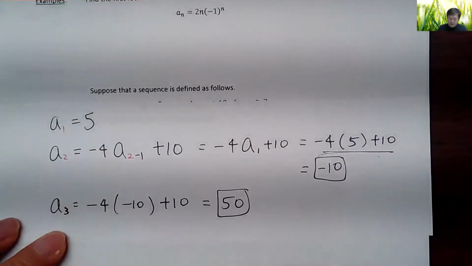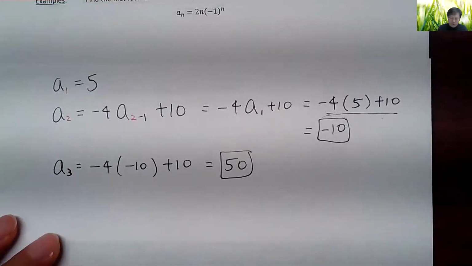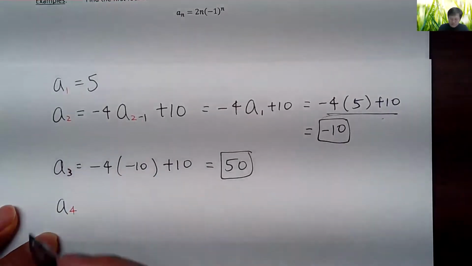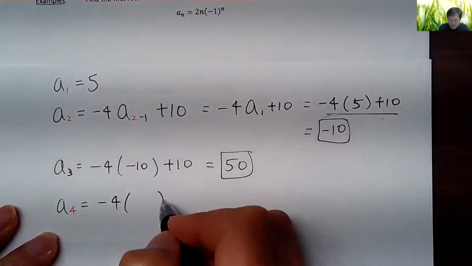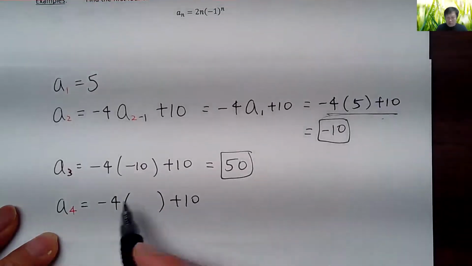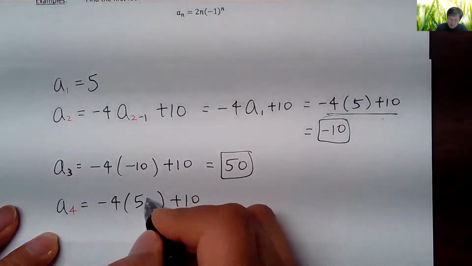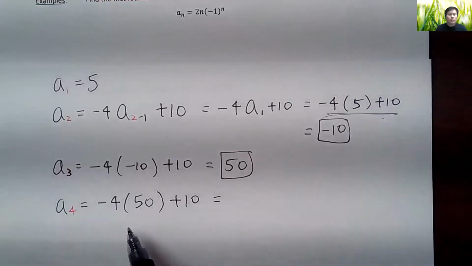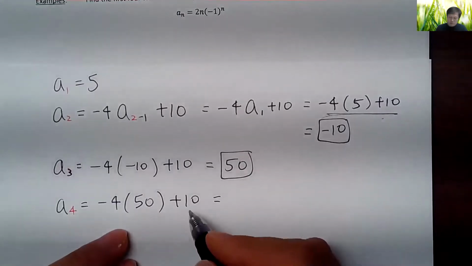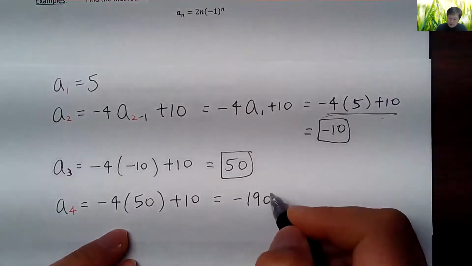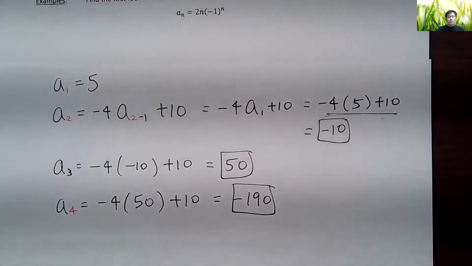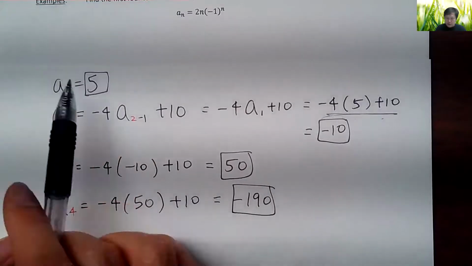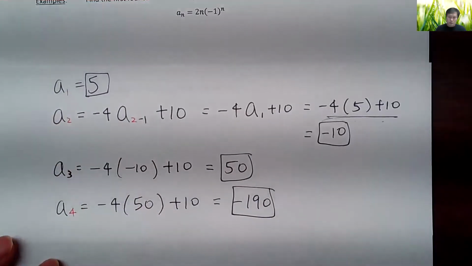First, second, third. Fourth term, so we gotta go one more. A sub 4. How do you do that? Minus 4 times the previous term plus 10. Previous term we just got as a 50. So plug it in 50, you get minus 200 plus 10, which is minus 190. So we got first term, which was provided. Second term, third term, fourth term, we are done.